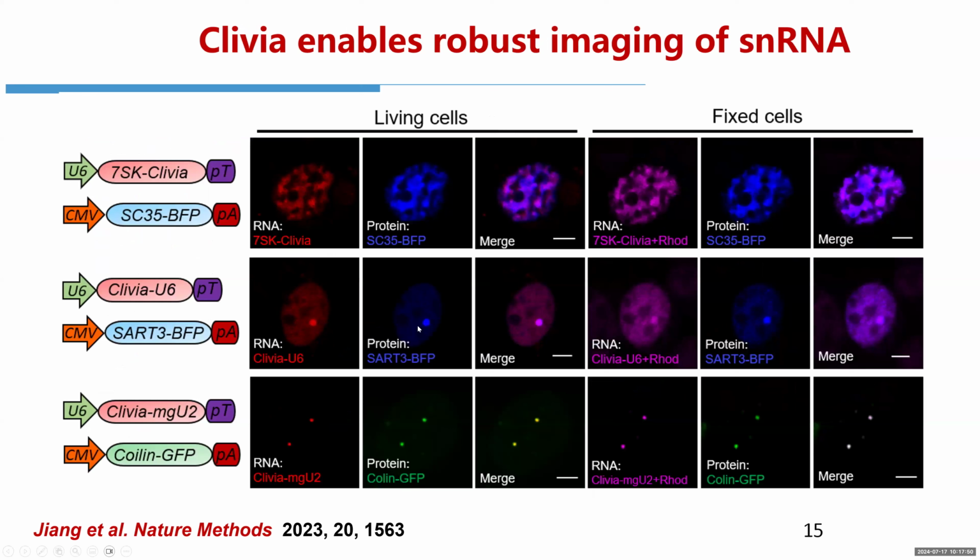We found that Cleaver was perfect for labeling small nuclear RNAs, such as 7SK, U6, or U2, due to its very small size. Images showed that these RNAs localized in nuclei and beautifully co-localized with their binding proteins, such as SC35, SRSF3, or coilin.